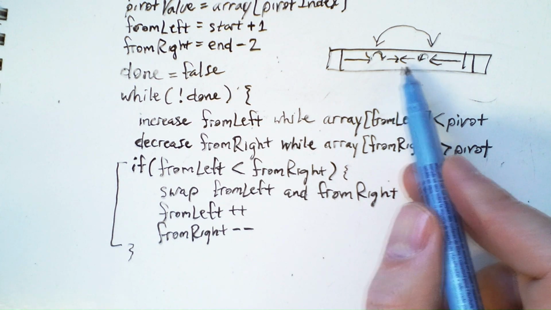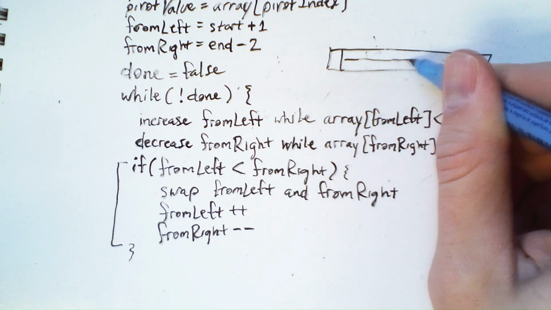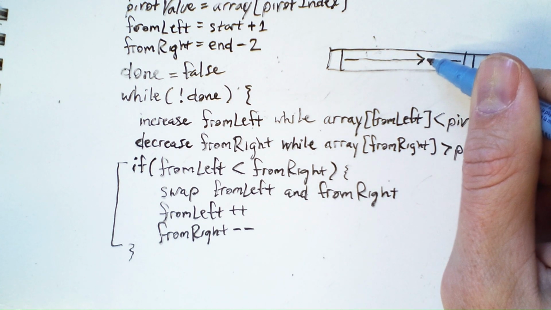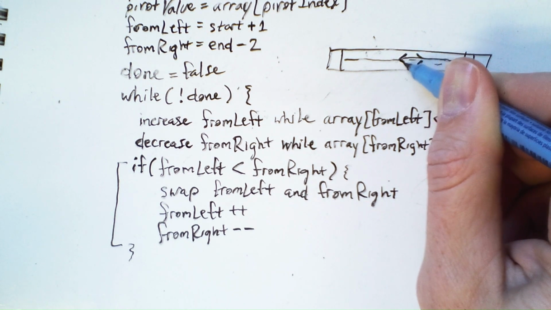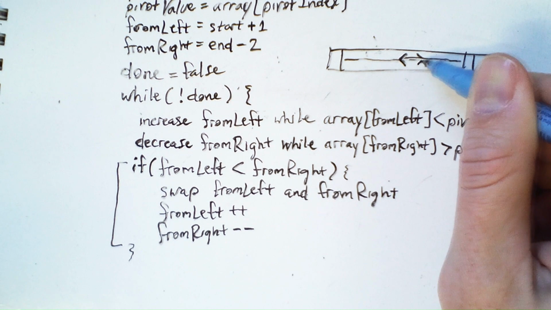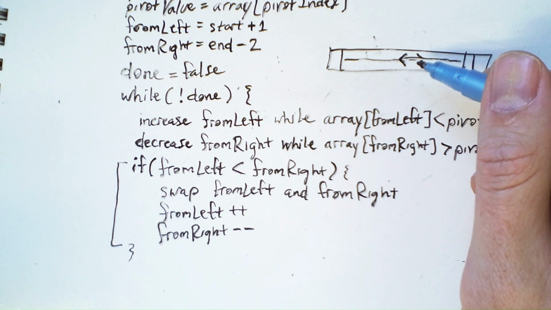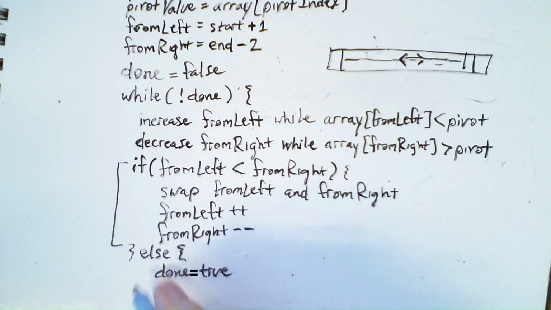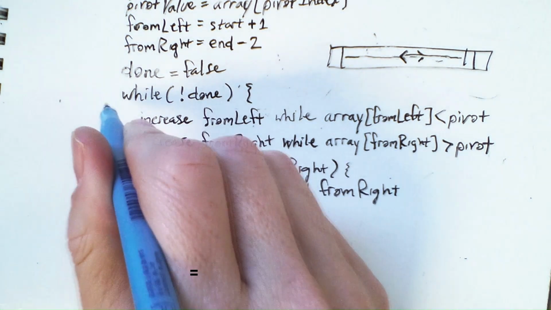If they have crossed, meaning that this went until it found some large element there, and this went until it found some small element here, well, then the elements that were just found are already in the proper partition. So that means we're done. So we say that we're done. And this means that our loop can end. That's this loop here.